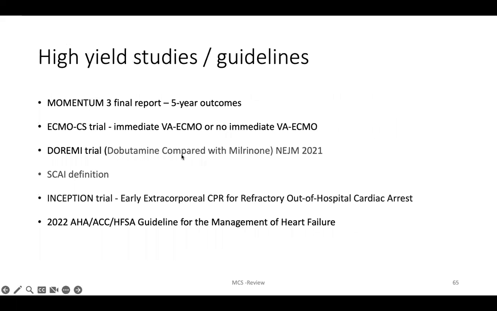Okay, and with that, I'll leave you with that. I'm sure you're aware, but I put here a couple of high-yield studies of the momentum. We talked about it. There is the ECMO-CS trial that was published recently, which I think is interesting. The REMI trial is pretty old, but I think it's also interesting. The SCAI definition and the INCEPTION trial for ECPR and ECMO, and of course the guidelines for heart failure management. So, I don't know if it answers the question.